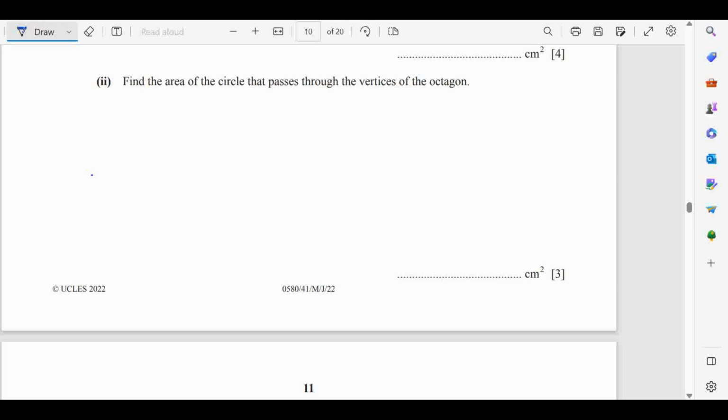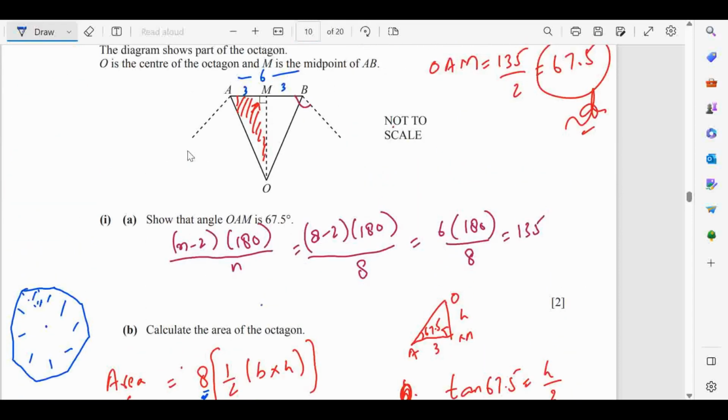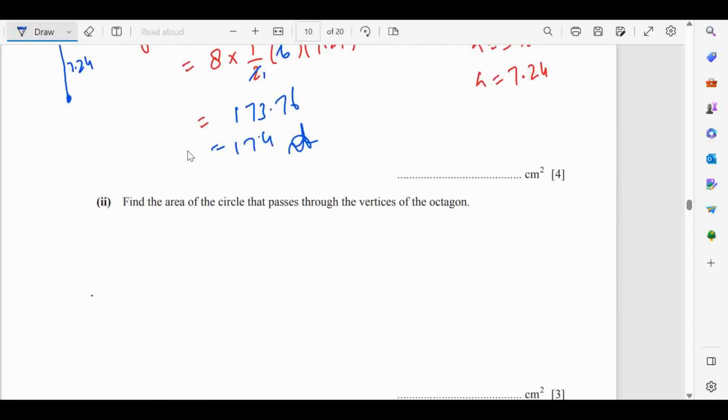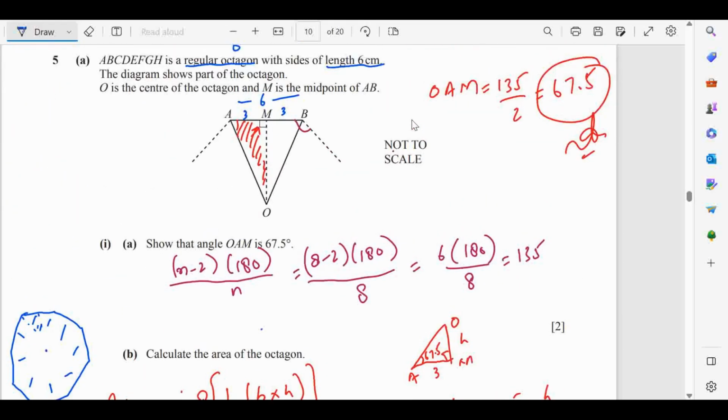Find the area of the circle that passes through the vertices of the octagon. Now we know that the formula for the area of the circle is pi r square. Now we don't know the radius. They are saying that vertices of the octagon, so that means OA will be the radius. So again consider this triangle. We need to find out the hypotenuse.